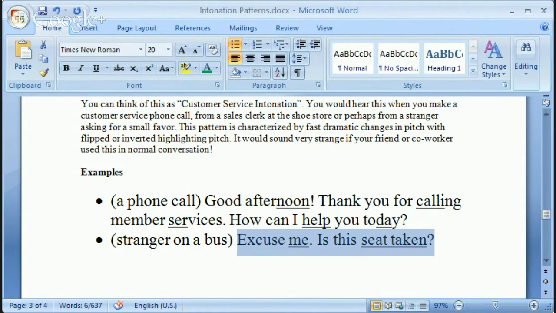Juanita, are you there? Yeah. Can you try this simple sentence you might say to a stranger on a bus? Excuse me, is this seat taken? You have got to fix your audio. I can barely hear you. Excuse me, is this seat taken?